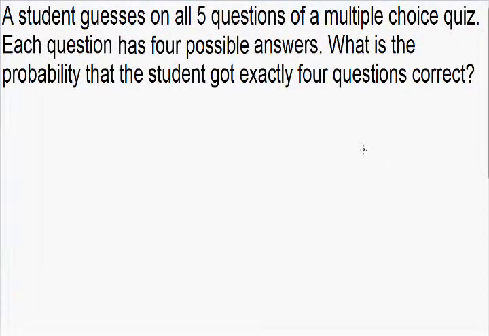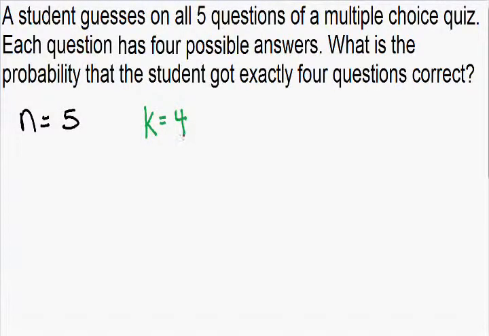Okay, so let's write down everything that we know. In the first line it says a student guesses on all 5 questions of the quiz. So the total number of guesses, or the total number of trials, which we're going to write with the letter n, we know that the total number of trials is equal to 5. Okay, and this question is asking us what is the probability that the student got exactly 4 questions correct. So out of the 5 total guesses, he's going to succeed 4 times. He's going to get 4 questions correct. So the number of times he succeeds, which is the letter k, is equal to 4.